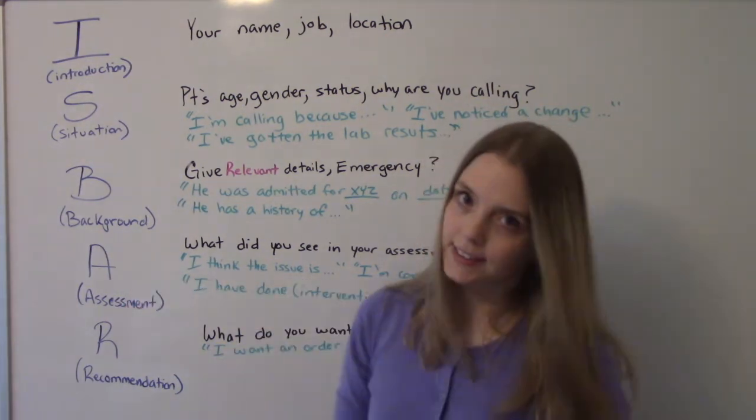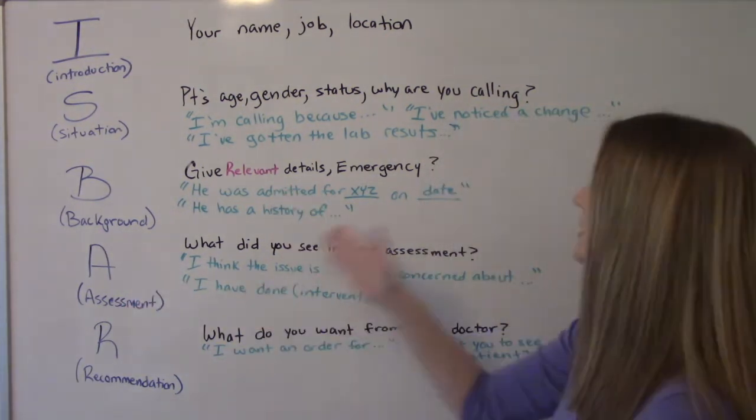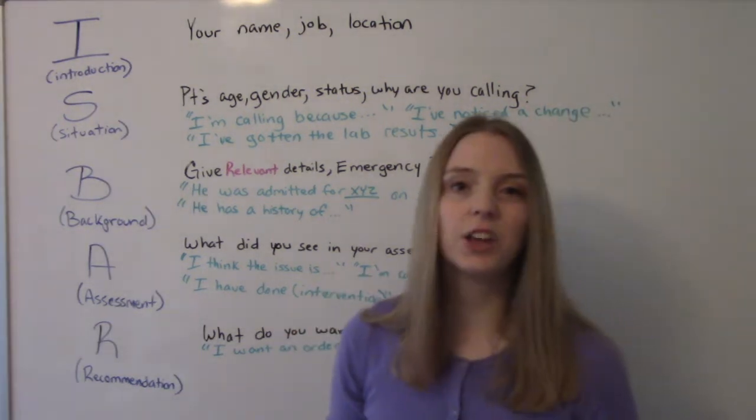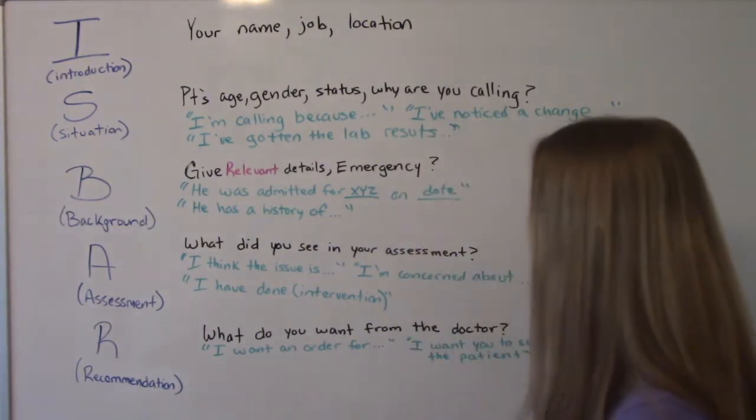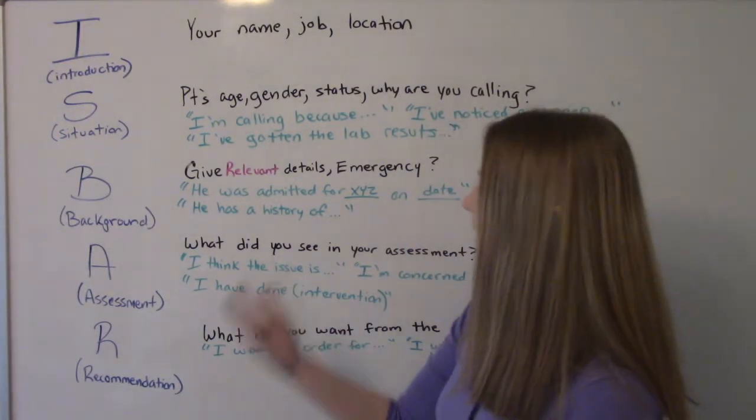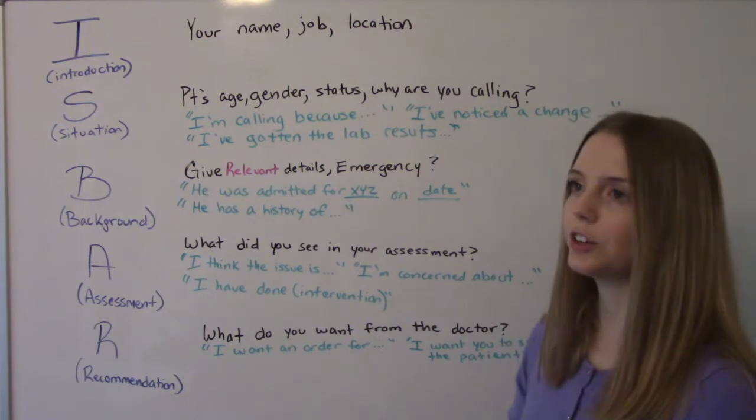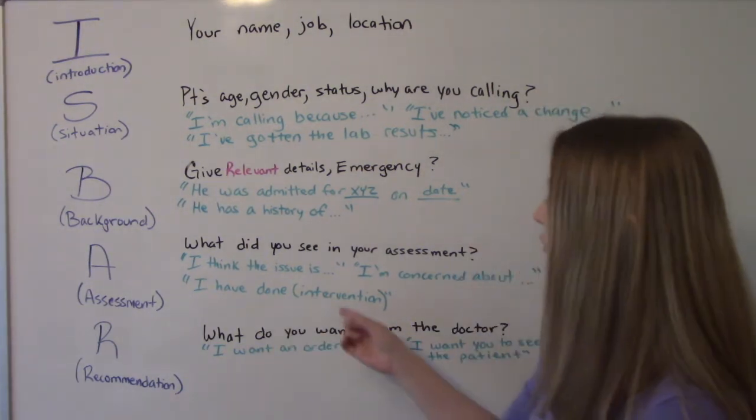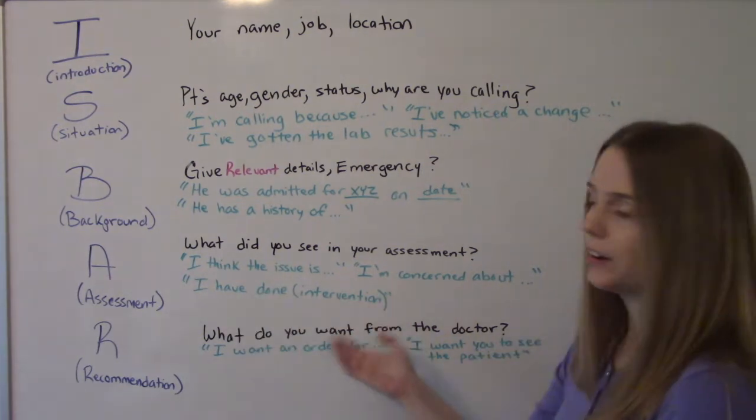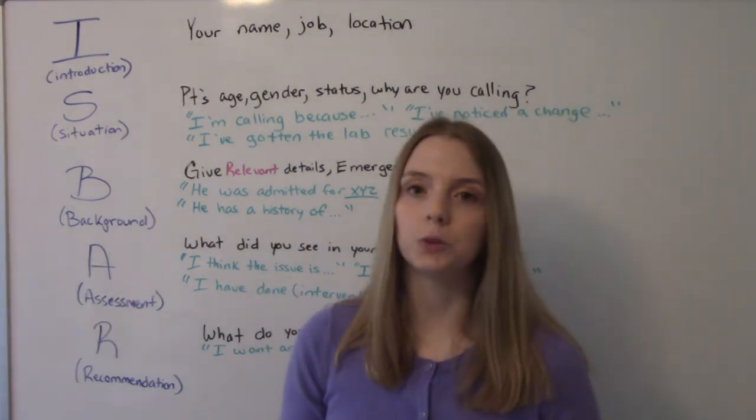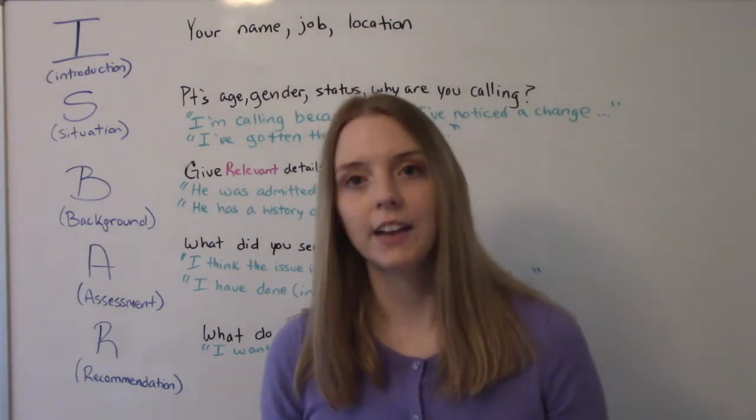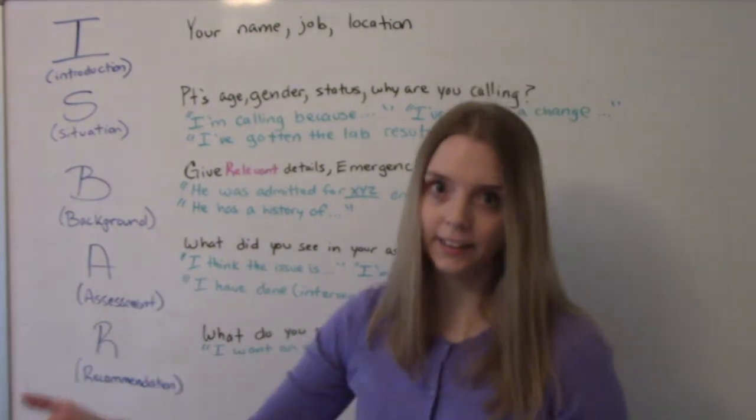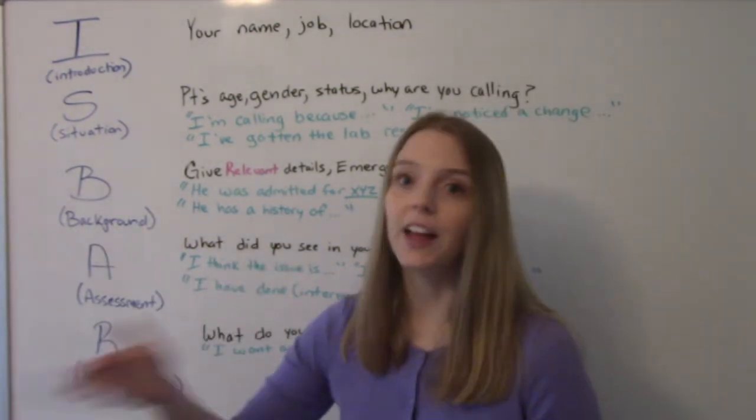A is for your assessment. So you're going to say, what did you see? Anything weird that you saw on your assessment and anything you did about it. So for example, you can say, I think the issue is this, or I'm concerned about the patient because of this. And then you also want to say the things that you've done. So I've done whatever intervention, because a lot of times the doctor will be like, well, what about this? Have you tried this? Have you done that? Right? So you got to let them know, these are the things I've already done, and that's not been helpful enough. That's why I'm calling you.